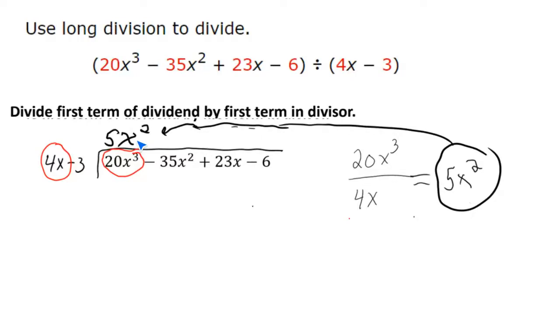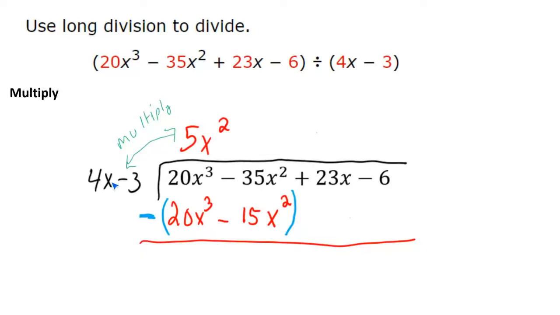And then we're going to multiply. So 5x squared times 4x. Okay, so 5x squared times 4x is 20x cubed. And 5x squared times negative 3 is negative 15x squared.